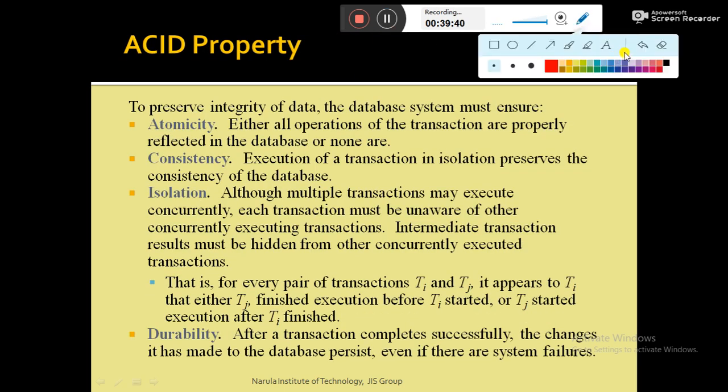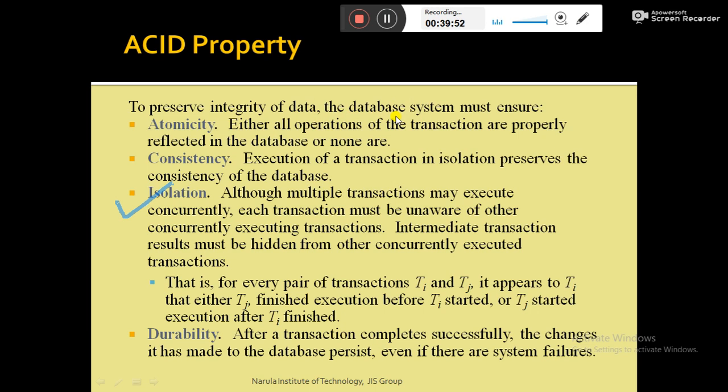Next property is the isolation property. Generally what happens in a system, if a single transaction is executing, then it is not a problem. If at a particular point of time in a system a single transaction is executing, then there will not be much problem. But if at a single point of time in a system multiple transactions are allowed to execute, then their operations may interleave in some undesirable way, and that leads to an inconsistent state also.